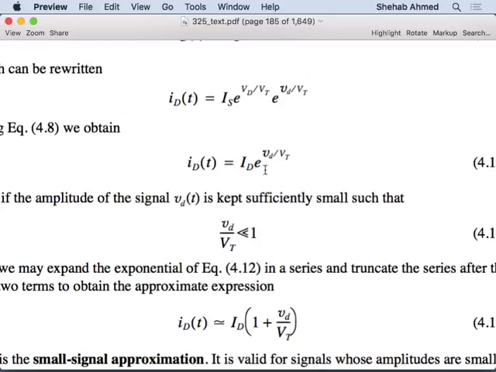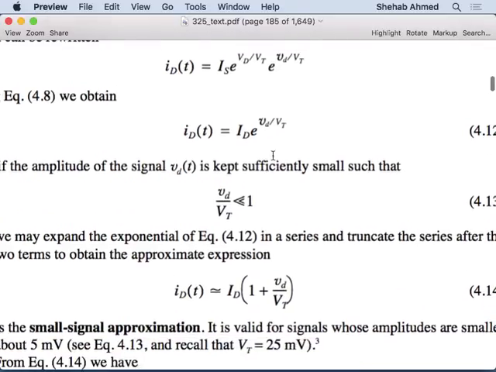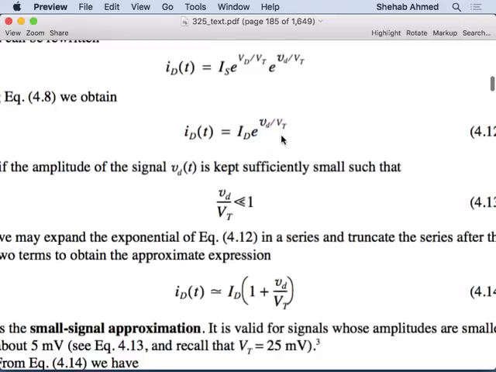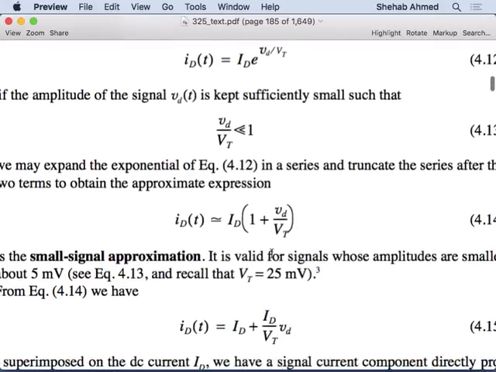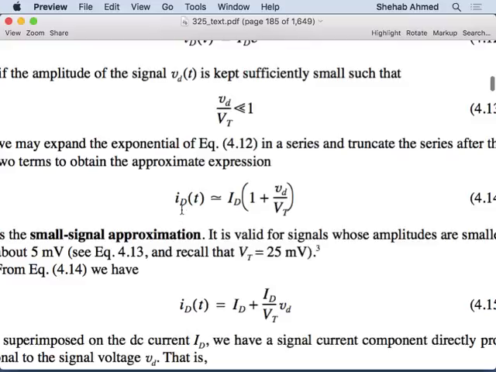Then I can use a series expansion of the exponential. So the exponential can be expanded in terms of a series, and if you take only the first two terms of the series, I can rewrite this equation, the X to the M over N factor, in this format. Let me rewrite this as: ID is equal to capital ID plus ID over Vt times Vd, right?